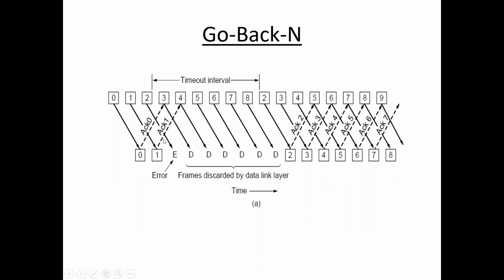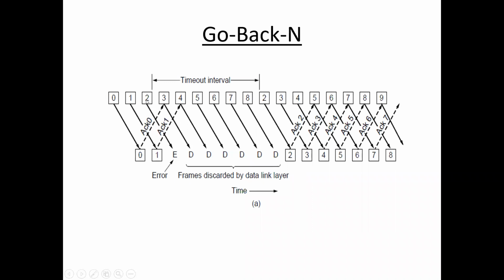Here frame 2 is damaged. That means there is an error in frame 2. All subsequent frames, that is 3, 4, 5, 6, 7, 8, are discarded by the data link layer. That means if there is an error in a particular frame, then all subsequent frames to that frame are discarded. Here there is an error in frame 2.